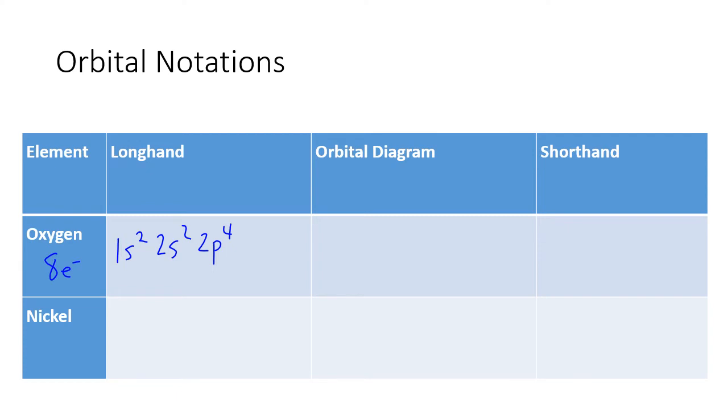For the orbital diagram, we'd say that there's a 1s orbital, and a 1s orbital can hold 2 electrons in it. So I'm going to draw an arrow, one going up and one going down. I'm going to draw a 2s orbital and draw 2 electrons in that. And then for the 2p, a p orbital can break down into 3 separate orbitals, a d orbital can break down into 5 separate orbitals, and an f can break down into 7.